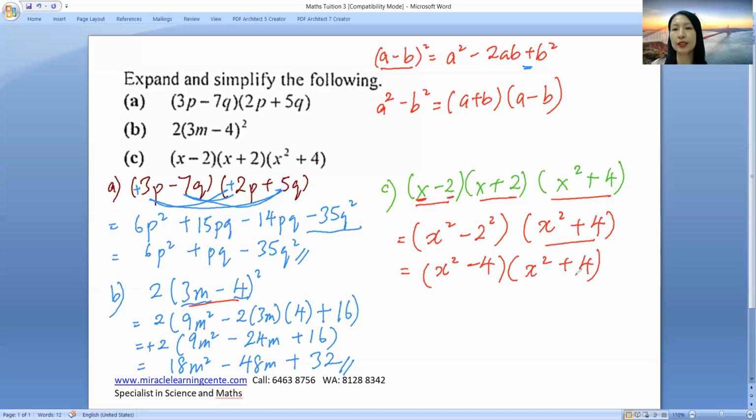So again, you see this is actually similar to this one over here. So I apply this formula again. So it's actually x squared minus 4 squared. So it's x to the power 4 minus 16.